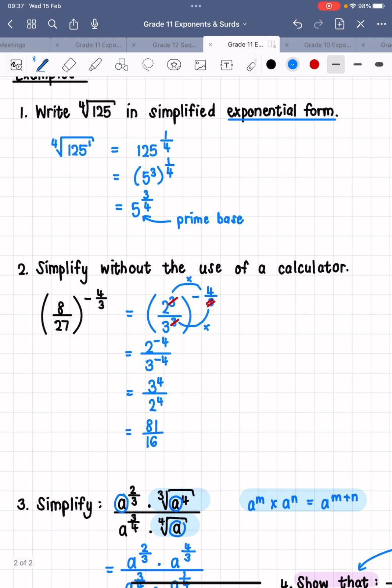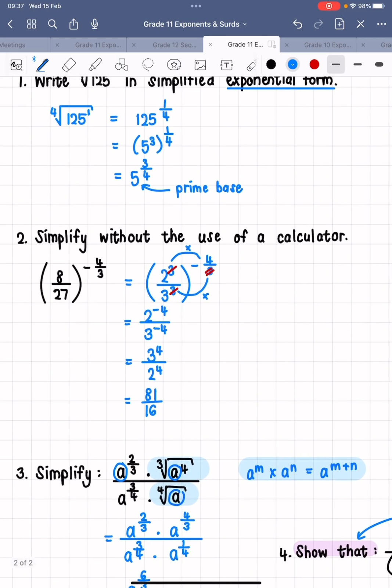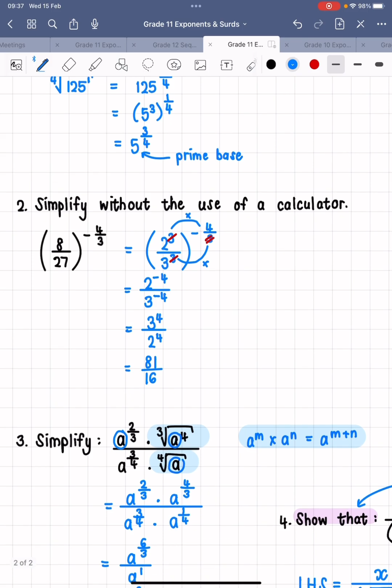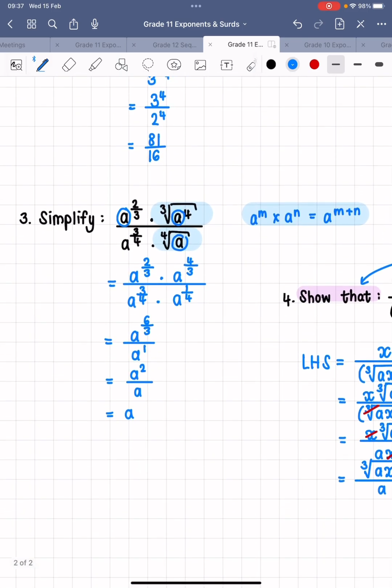For number 2, we worked in exponential form. We had an exponent that was a fraction. In order to change that rational exponent, that fraction exponent, to a whole number, we had to raise the numerator and the denominator to the power of 3 so that it would cancel out that denominator of 3. For the third example, we had to convert two expressions that were written in surd form to exponential form so that we could simplify from there.